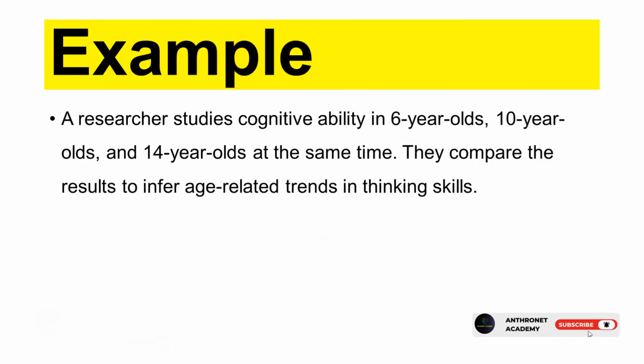Example: A researcher studies cognitive ability in 6-year-olds, 10-year-olds, and 14-year-olds at the same time. They compare the results to infer age-related trends in thinking skills.